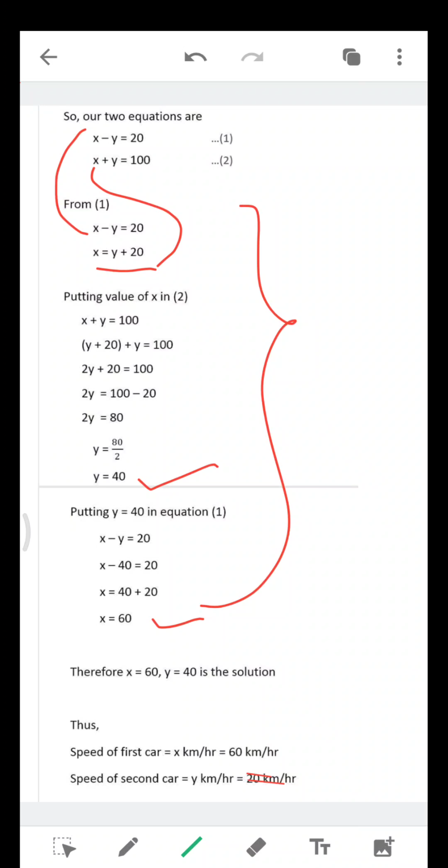Write 40 kilometers per hour. So these are the speeds of both the cars, that is the police car and the thief car, and you can clearly see the police car is faster. That's the reason they were able to catch the thieves in the first case.